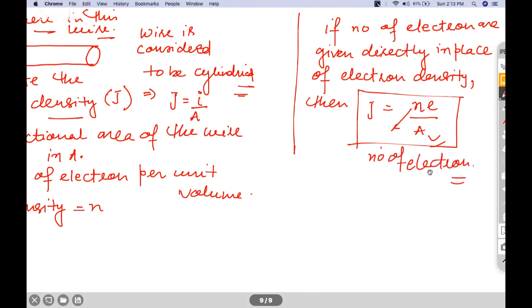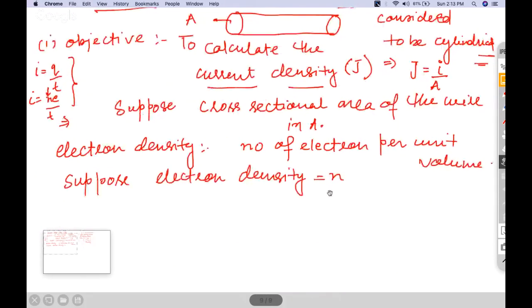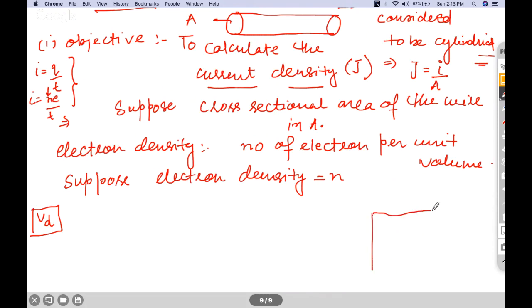But try to understand why I am not giving you the number of electrons directly and I am giving you electron density. Because I want to explain a concept of drift velocity. And what is drift velocity? Try to understand. Drift velocity means, it's something like this. Suppose this is a certain space in which electrons are moving from one place to another. Now electrons don't move in one particular direction. So their direction of speed would be something like this.